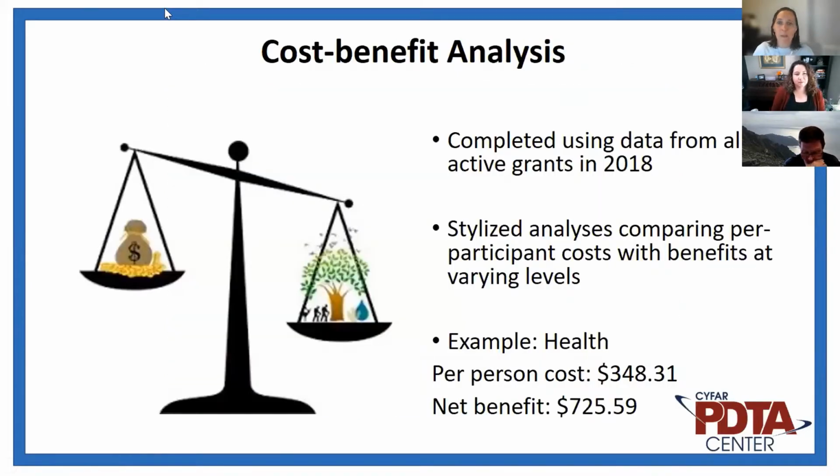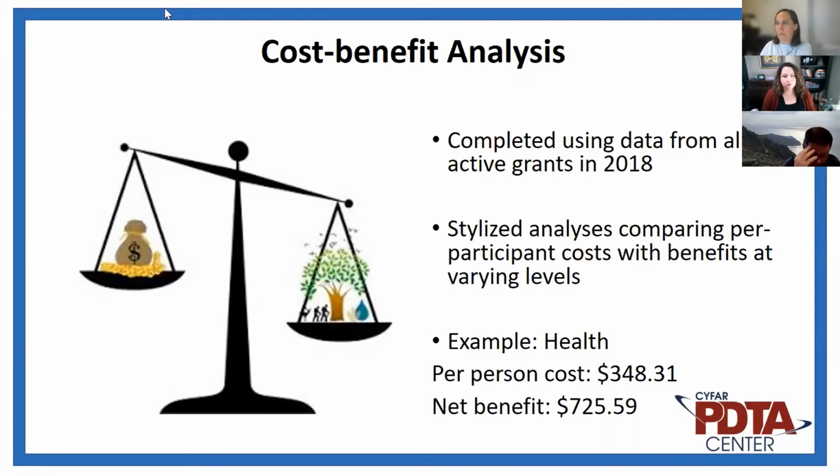One example of an analysis that we did recently and have shared just initially with USDA to get their feedback was a cost-benefit analysis or a return on investment analysis. So we completed this using data from all active grants in 2018. We chose 2018 because, as many of you know, in 2019, a whole slew of grants came on board. And so in 2018, we had a lot of active grants who were not in year one. They were actively programming and collecting data and had participants because they were in years 2 through 5 of their programs. So these are kind of stylized analyses comparing per participant costs with benefits at varying levels.